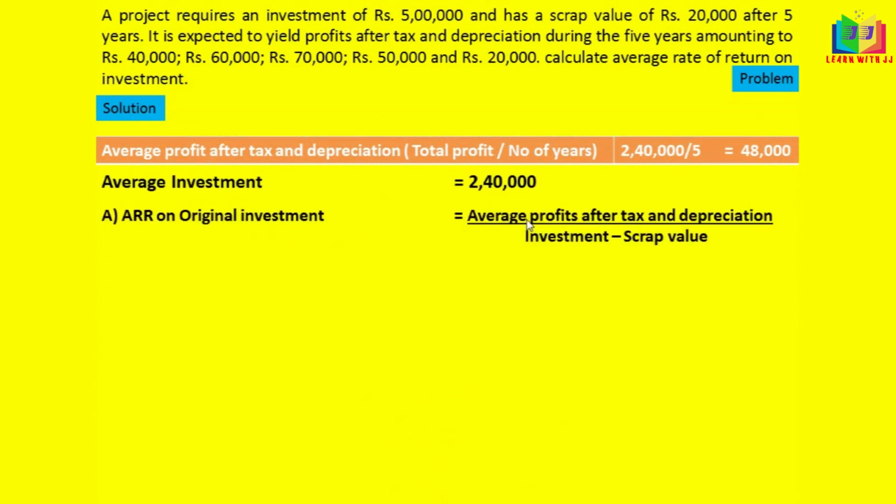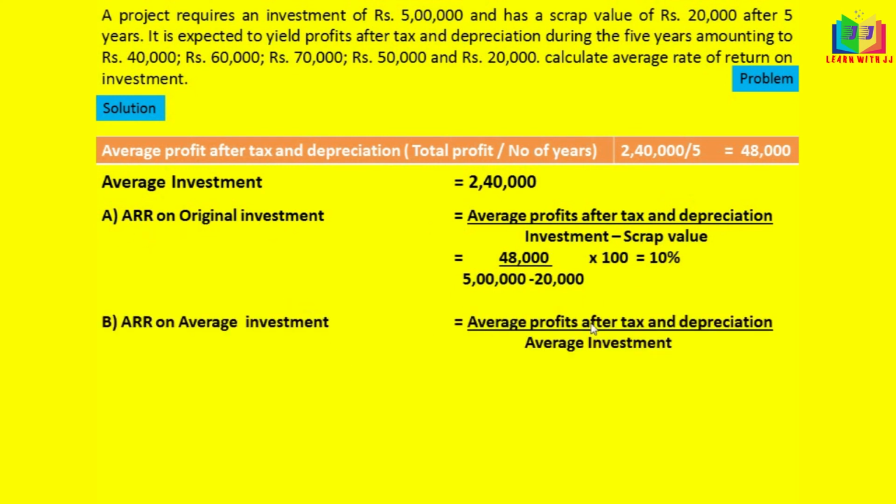ARR on original investment is average profit after tax and depreciation divided by investment minus scrap. We found this 48,000, and the investment given in the problem is 5 lakh and the scrap value is 20,000. If we do this, we get 10%. Similarly we find ARR on average investment. The formula is average profit after tax and depreciation, that is 48,000, divided by average investment, that is 2,40,000. If we do that, we get 20%.